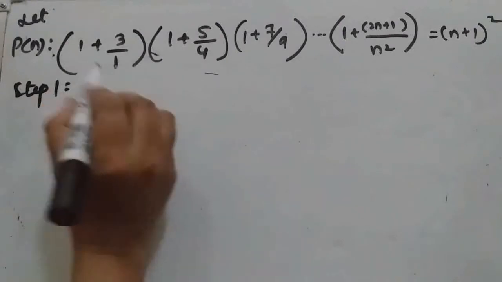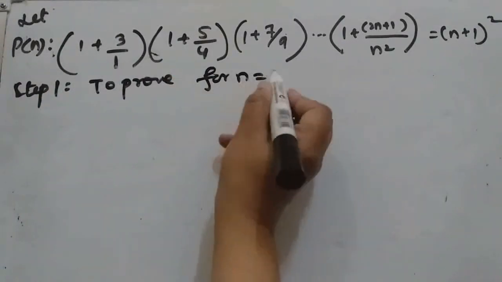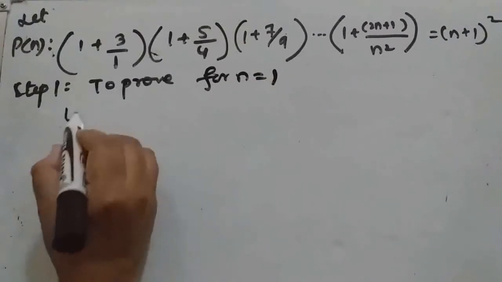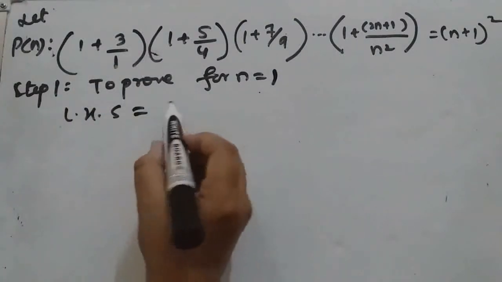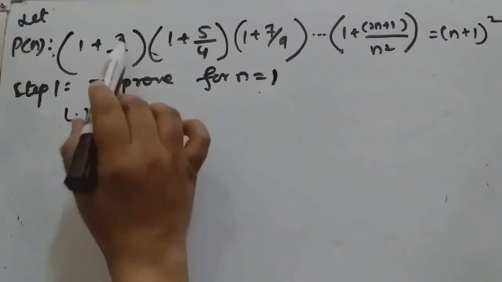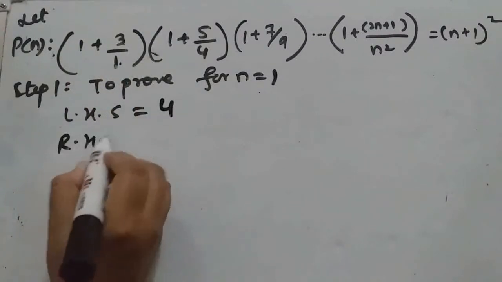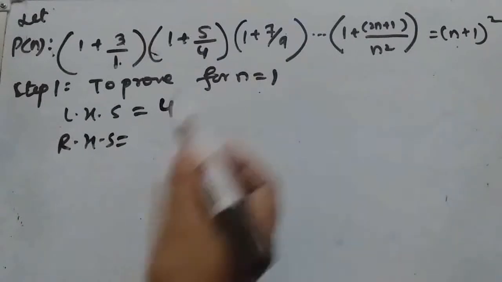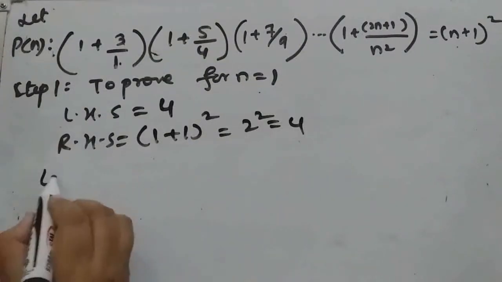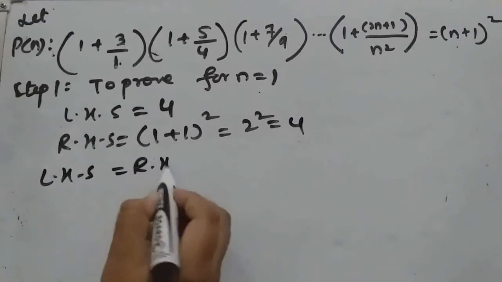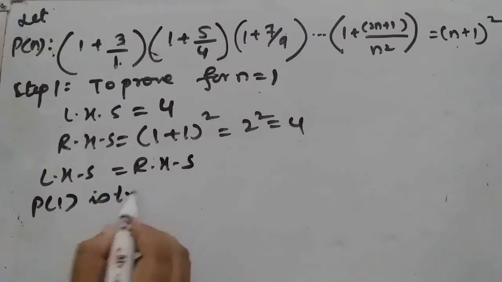Now step 1. Step 1 is what? To prove for n equal to 1. So the left hand side is n equal to 1, meaning the first term. See, the first term is 3 by 1, which means 3 only. 3 plus 1 is 4. For the right hand side, here we should substitute the value 1. So 2 square means 4. So the left hand side is equal to the right hand side. So what we can write? P of 1 is true.